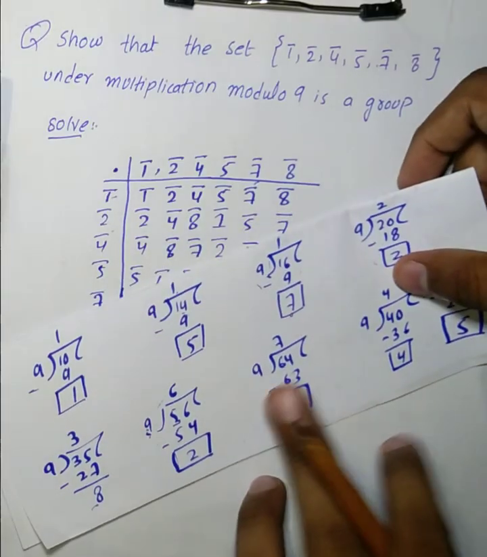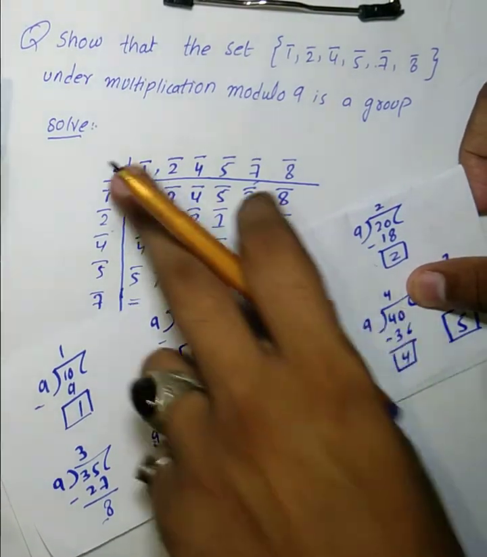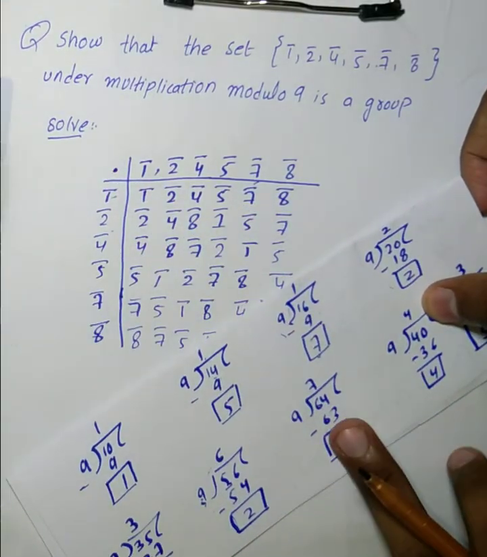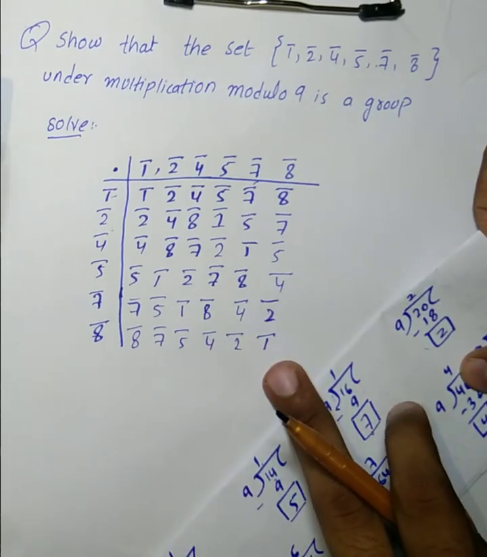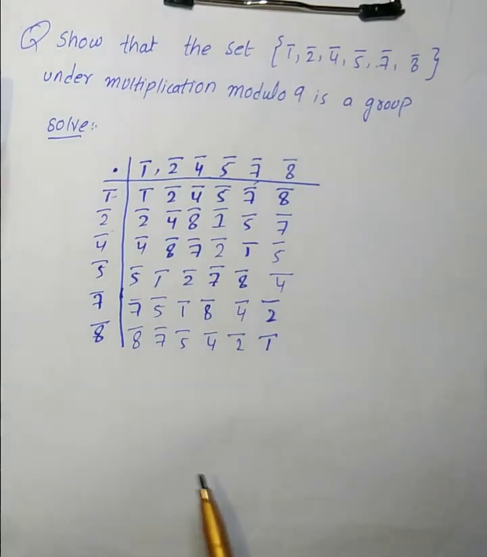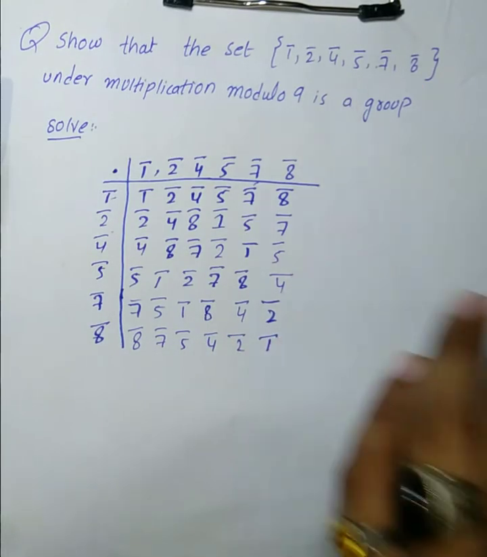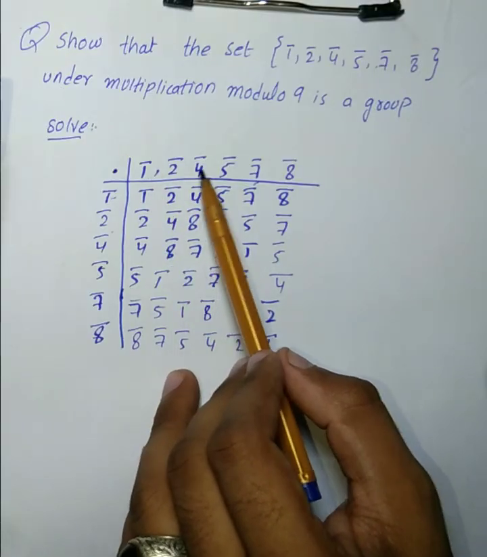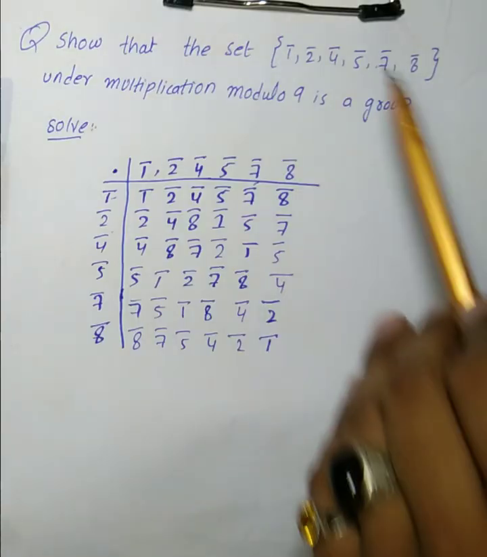So we satisfy 64 because it's greater than 9, and the table gives the number after dividing by the divisor, and the remainder is given in this table. So all the numbers in the Cayley table belong to this set, 1 2 4 5 7 8, and all the numbers are satisfied in this set.